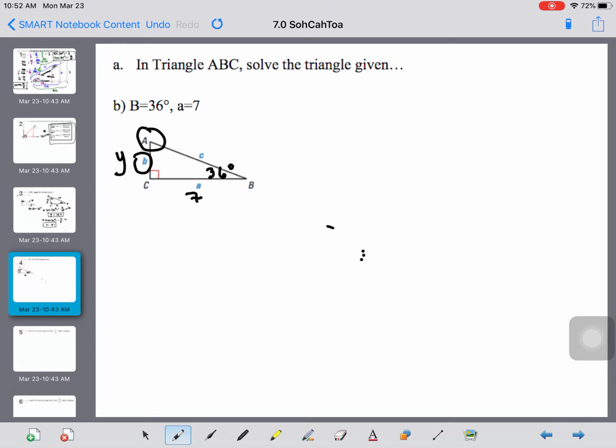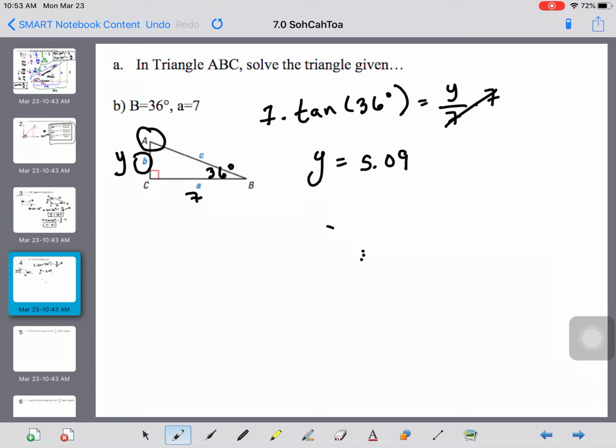I'm going to call this Y. So just like we did before, I have that adjacent side, so now I might use tangent of 36 because I have the opposite and adjacent side. Y divided by 7, multiply times 7, so I see Y is equal to 7 tangent of 36, and I get 5.09.